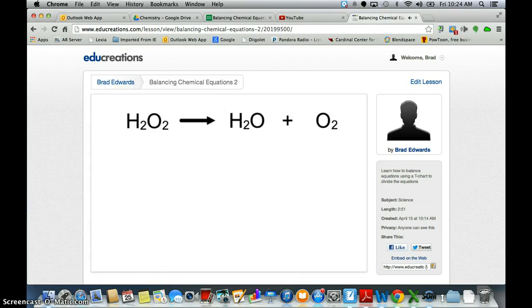So now that we've identified which side of the equation the reactants belong on and which side the products belong on, we need to create a little T-chart. I like to separate the equation. The arrow separates the reactants from the products.